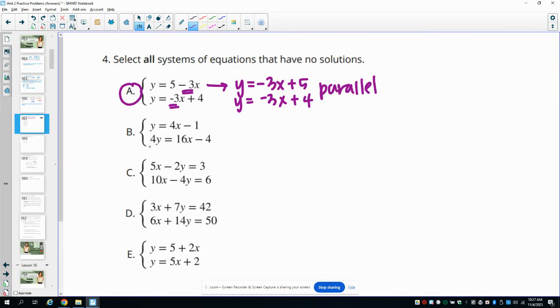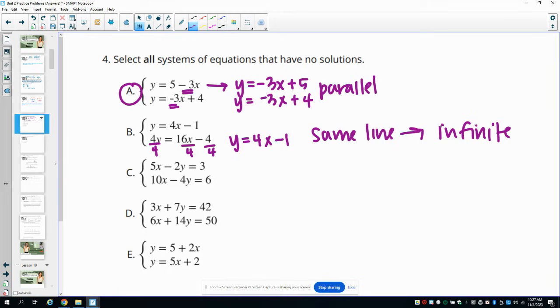B, so let's just divide by 4 here to get this solved for y. So this bottom one is going to be y equals 4x minus 1. These are the exact same line. Okay, which means that there's going to be an infinite number of solutions, not no solution, because they're going to graph right on top of each other. So they're going to overlap for all of eternity. So these have infinite solutions.